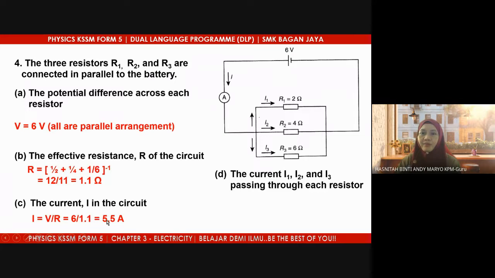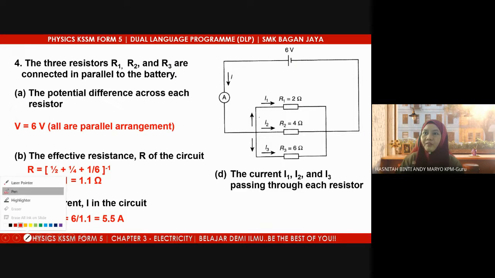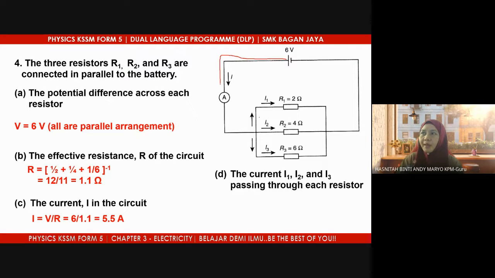So it will give you 5.45. Okay, 5.45. If you are using 1.09, you can also get 5.45. So 5.5, read here, 5.5. Then later, student, this 5.5 will flow. We understand the current flows from the positive terminal of the battery, entering the ammeter. So here it will read 5.5 ampere.